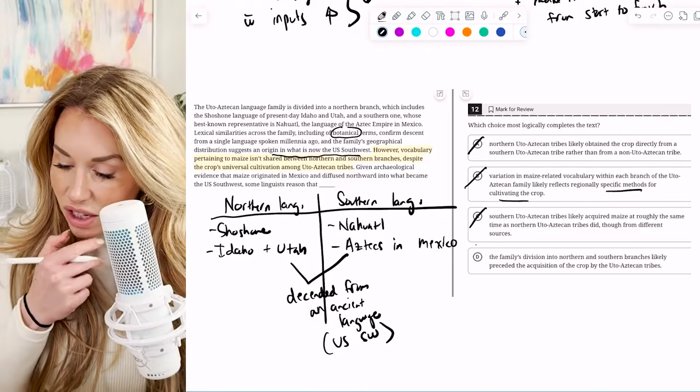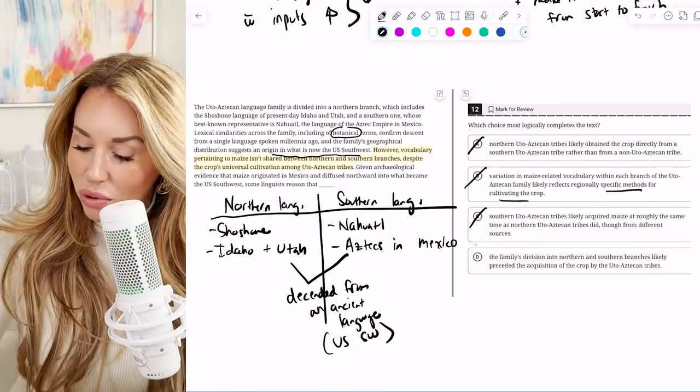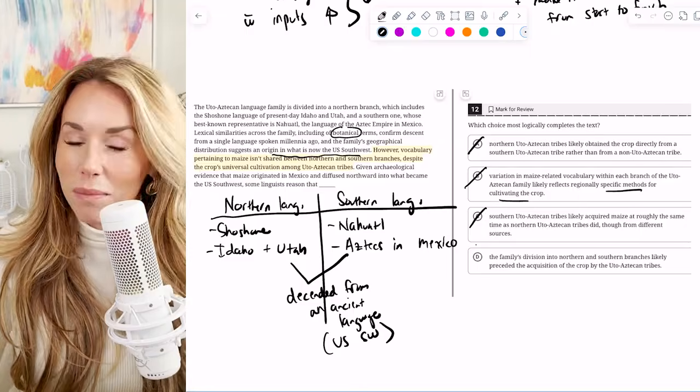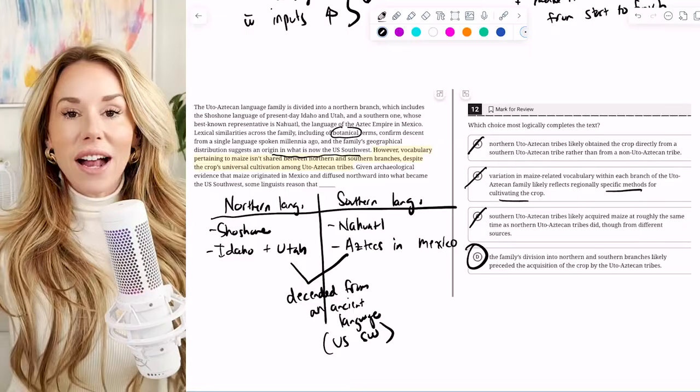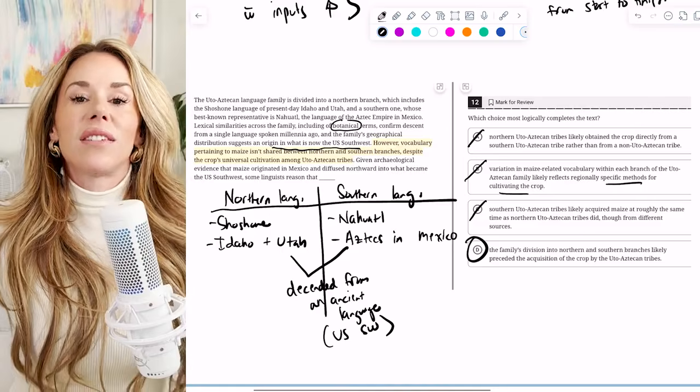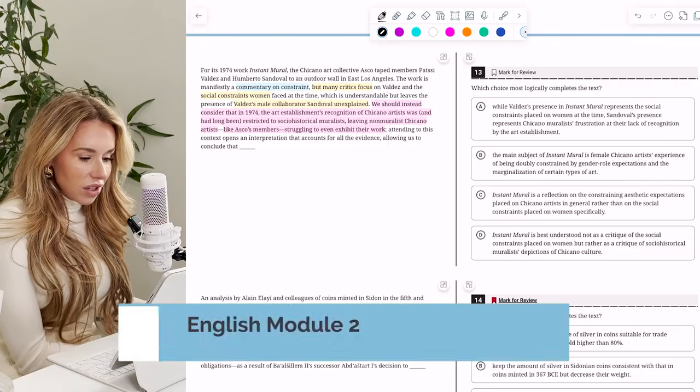The family's division into northern and southern branches likely preceded the acquisition of the crop. Yes, because if they already were divided and then the crop came up, they would have made different words for them. Another logically completes the text.